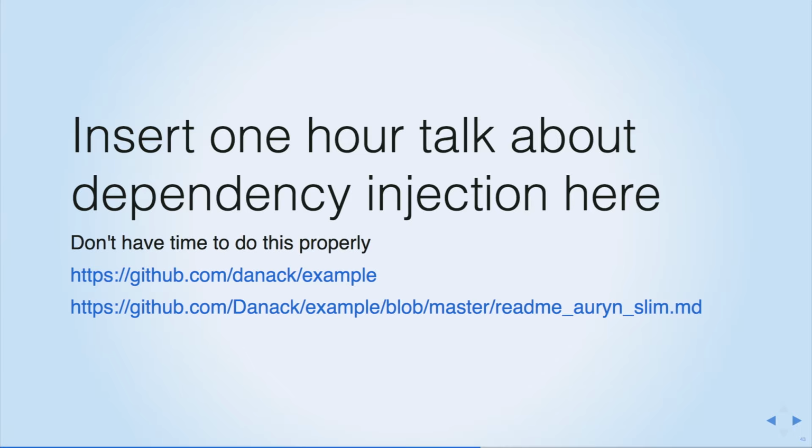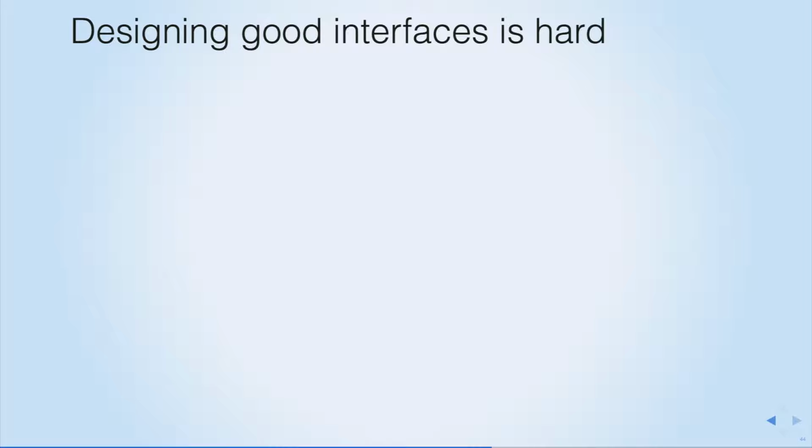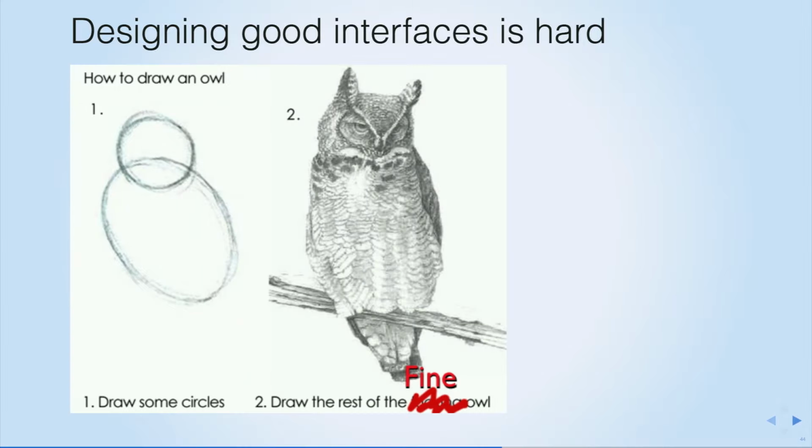So the rest of the talk is some advice on how to write good interfaces and types. And for me, designing interfaces is very much like drawing an owl. Does anybody know how to draw an owl? It's pretty simple. There's only 2 steps. You start drawing the owl, then you finish drawing the rest of the owl.